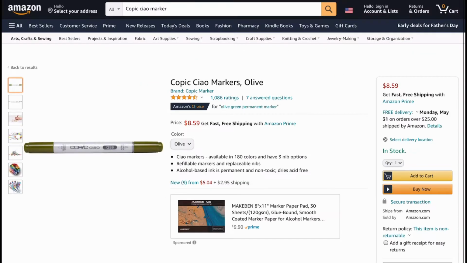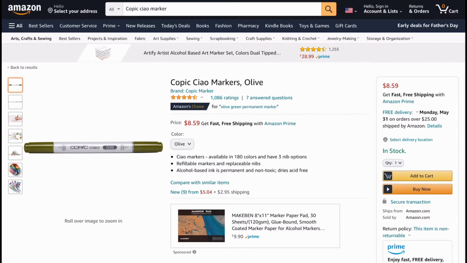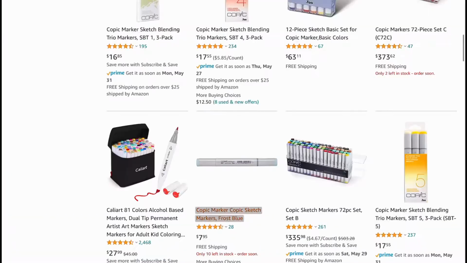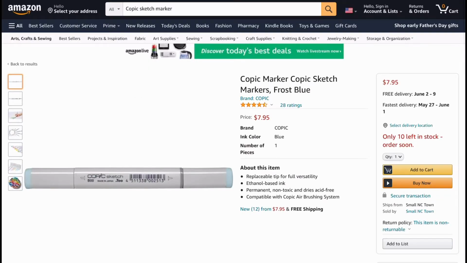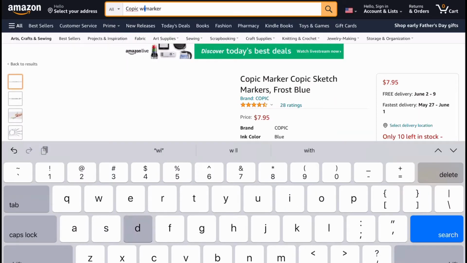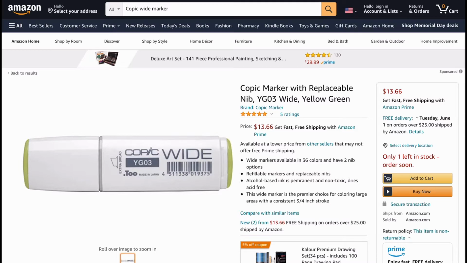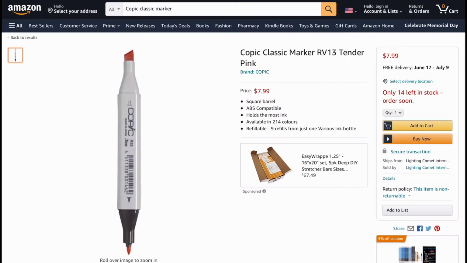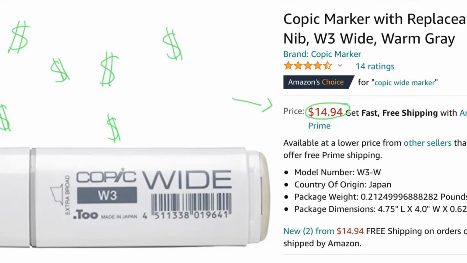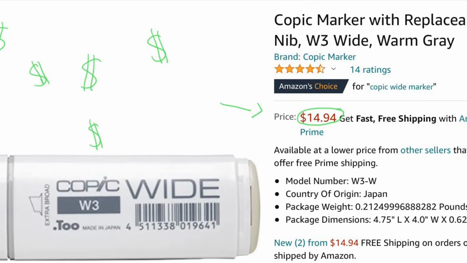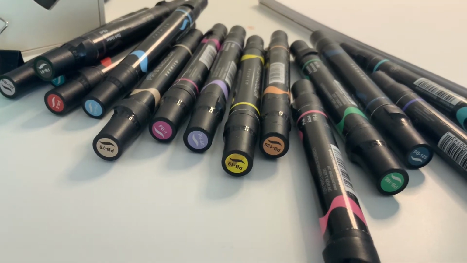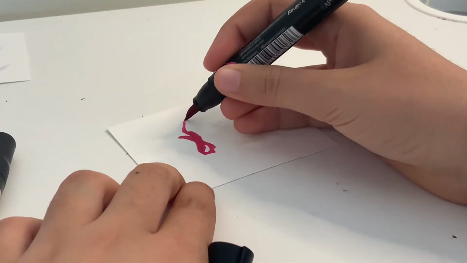They have a Copic Ciao marker, a Copic Sketch marker, a Copic Wide marker, and finally, a Copic Classic marker. Copic Wide markers are actually the most expensive out of all of them, and they are way too expensive. Anyways, moving on, there are Prismacolor markers.